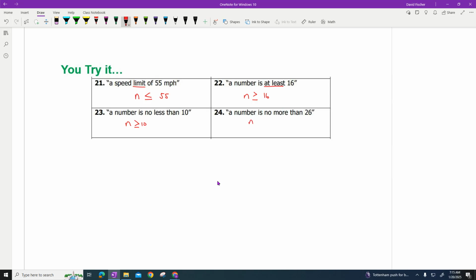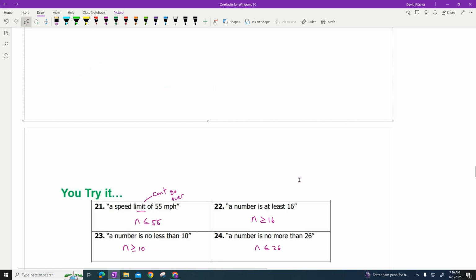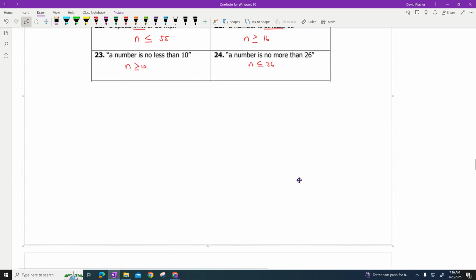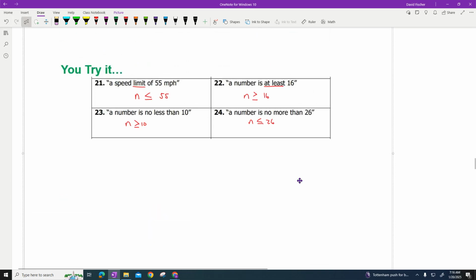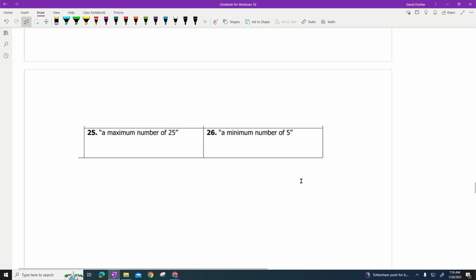A number is no more than 26. So there's my number over here. So this can't be over 26. So everything here is less than. Now I want to know if I want the or equal to sign. No more than 26. So yeah, 26 will work. Alright, it just takes some practice. Okay? No more than. Alright. Let's see if we got them all right. Yep, same answers up there. Looking good. All right, I think we got two more.